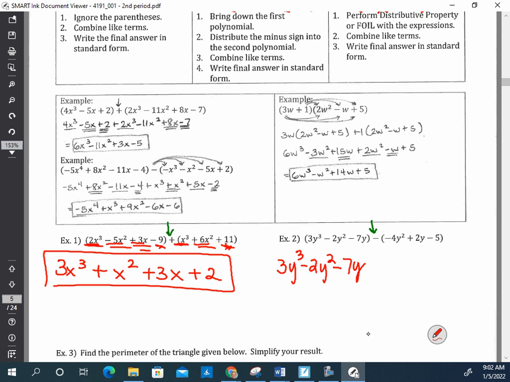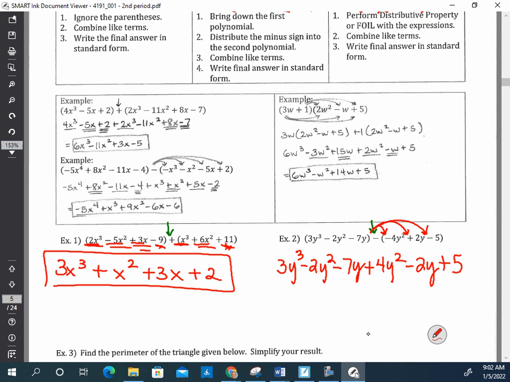Distribute the minus sign into the second parentheses. So if you distribute, you're going to multiply everything times that negative. So what's a negative times a negative? So that becomes plus 4y squared. What's a negative times a positive? So negative 2y, and then plus 5.